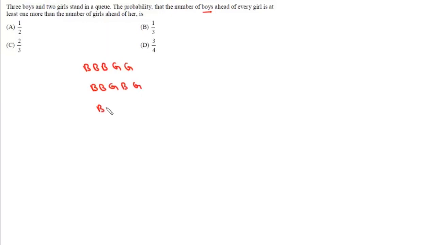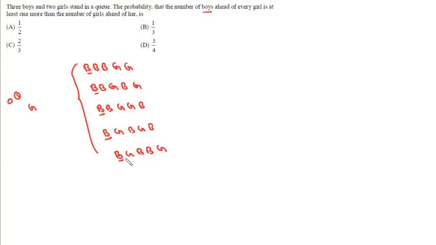or it could be boy, boy, girl, girl and boy, or it will be boy, girl, boy, girl and boy, or it could be boy, girl, boy, boy and girl. So these are the 5 possibilities. So it should start with a boy, because before any girl, the number of girls is 0, so it should have at least one boy. All these permutations, they'll start with a boy, and then we have to follow the given condition.